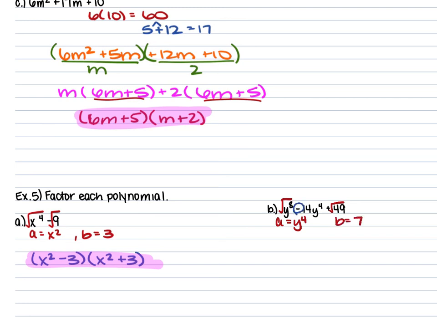The sign in the middle term is negative, so if we did 2 times 7 times y to the 4th, we get the negative 14 y to the 4th. So because these two are the same, we can take a minus b and square it. So this is going to give us y to the 4th minus 7 squared.